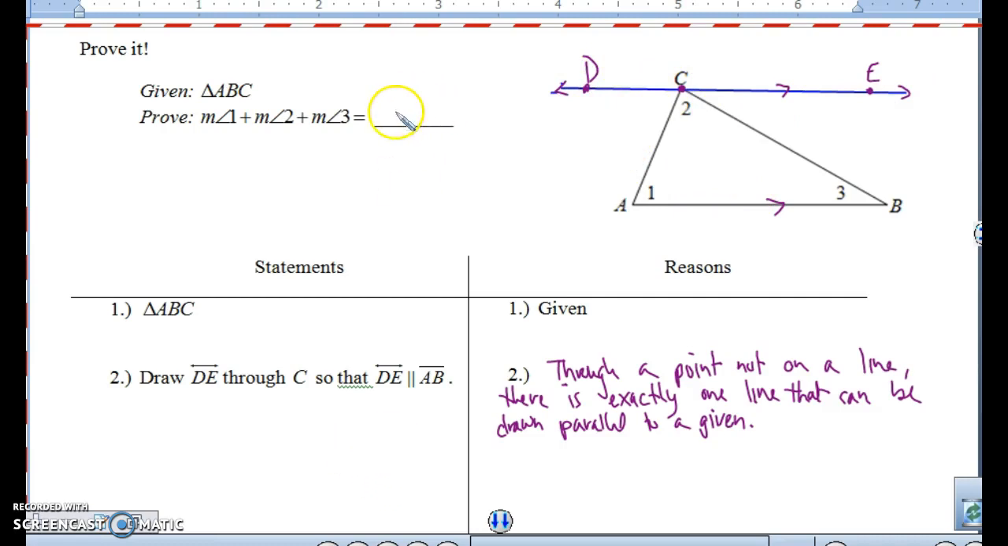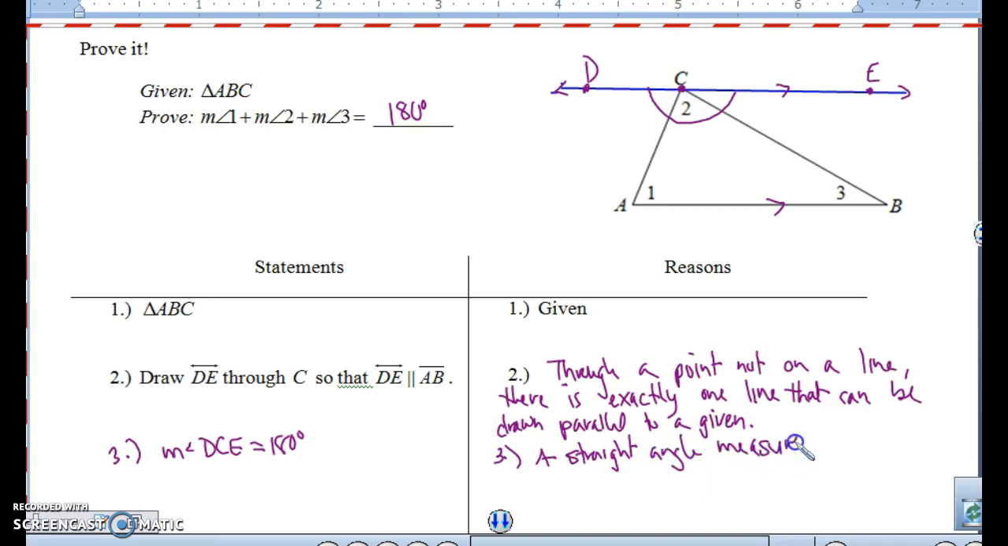Now, why did I draw a line? Remember, I'm trying to prove that these three angles add up to 180, so I need something about 180 degrees. Well, I know a straight angle measures 180 degrees, so that means that angle DCE right there is 180 degrees, because that's a straight angle. A straight angle measures 180 degrees. So, this straight angle is made up of three smaller angles.